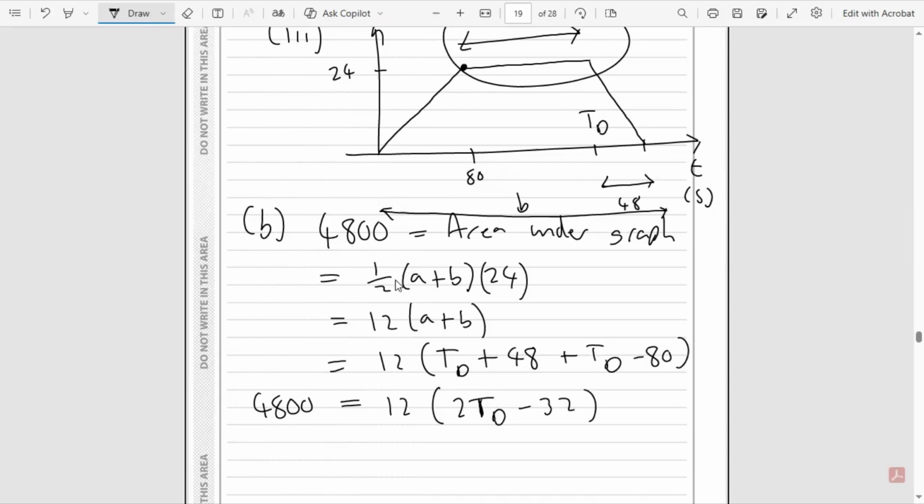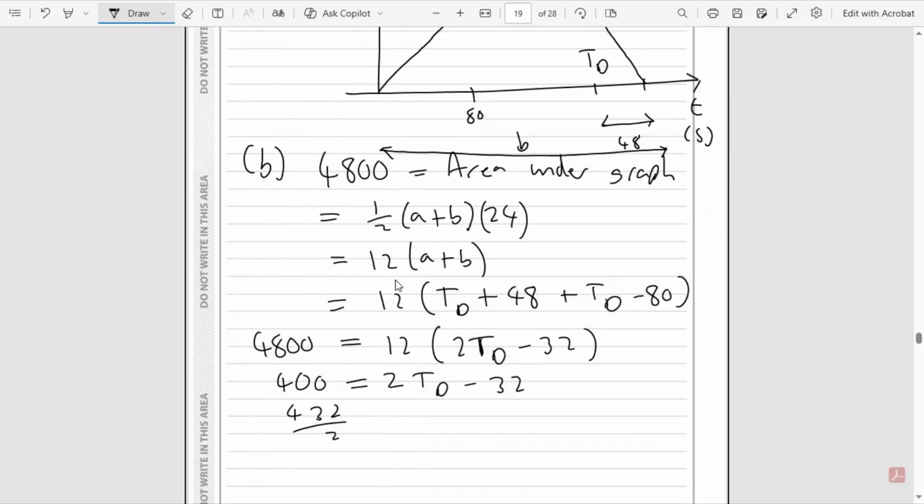Now what I will just do, I'll divide both sides by 12. So 4,800 divided by 12 gives us 400. So 400 is equal to 2 TD minus 32. Add the 32 to the other side, and then we can divide by 2. That will be the time that we take in order for us to start decelerating. So 432 divided by 2 gives us 216 seconds. So this TD there is 216 seconds.